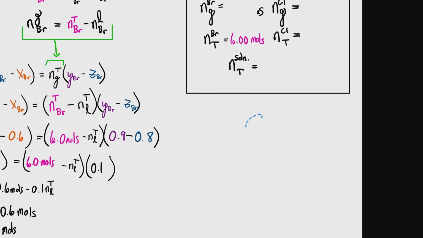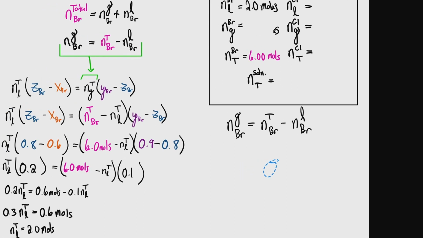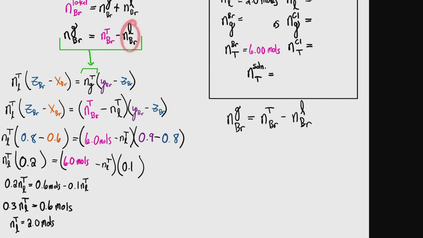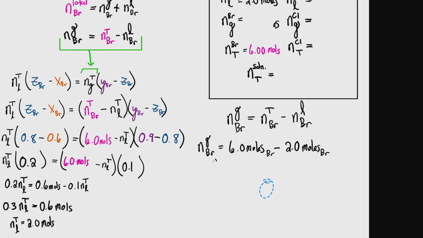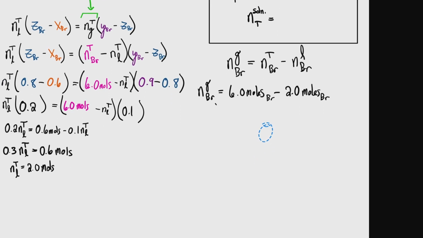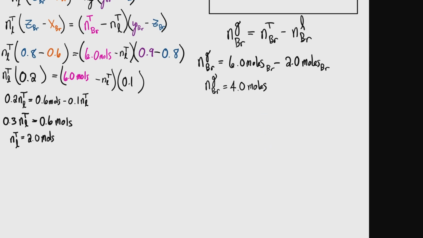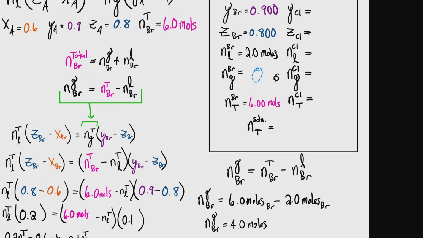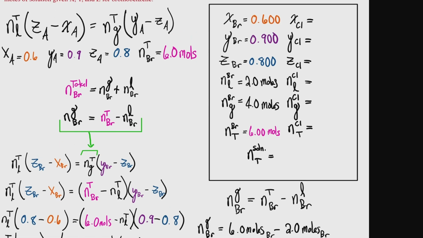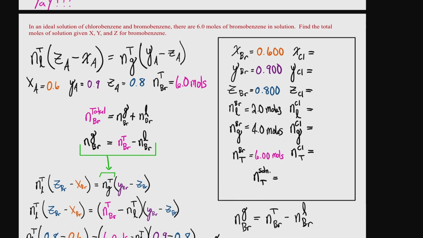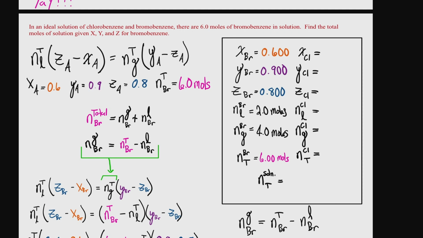Let's go ahead and find it. So we have the gas moles, which is, if you see, this equation written right here. We just moved it over because now we know both the total moles in liquid, and we can solve for the gas by just plugging in 6.0 minus 2.0 gives us 4.0 moles of bromobenzene in the gaseous phase. We can go ahead and reveal that in our answer box and see that we now have about half the problem worked out. And the next step is to find the values for chlorobenzene in solution.